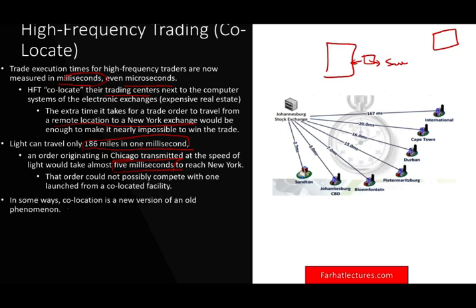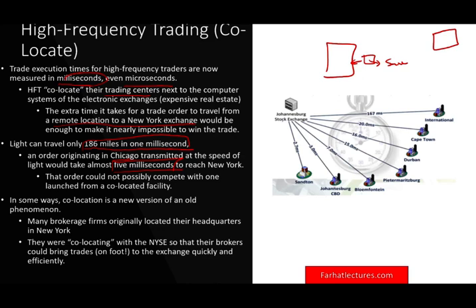Okay? In some ways, co-location is a new version of an old phenomenon. What does that mean? Many broker firms originally located their headquarters in New York, and the reason is before the phone and before the technology, they were co-locating with the NYSE, the New York Stock Exchange, so their brokers could bring trades on foot once they have a buy or a sell to the exchange quickly and efficiently. Now what you do is you locate next to the servers.